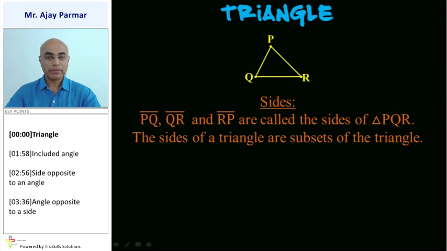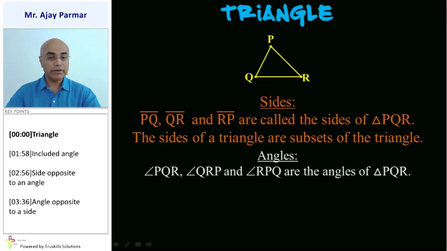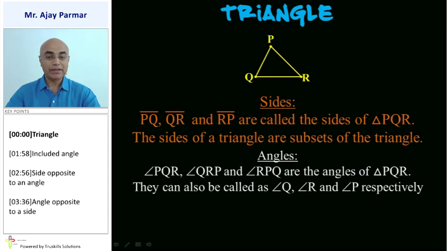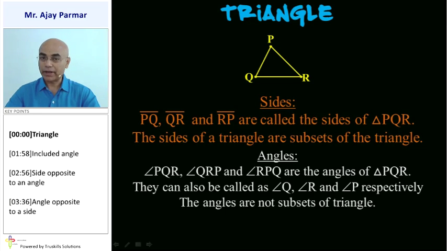Whereas for triangle PQR, there are three sides, that is line segment PQ, line segment QR and line segment RP. They are called the sides, and the sides are the subsets of the triangle. Whereas it has three different angles, that is angle PQR, angle QRP or angle RPQ. In short, respectively, angle Q, angle R and angle P. They are the angles of the triangle PQR. But the angles are not the subsets of the given triangle. Only the sides are the subsets of the triangle.